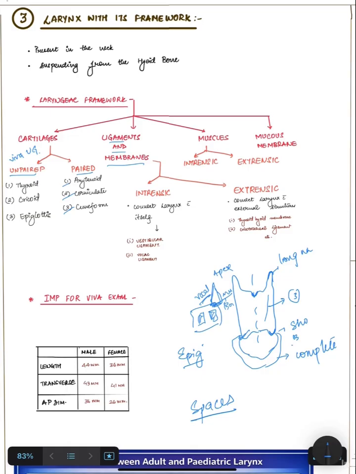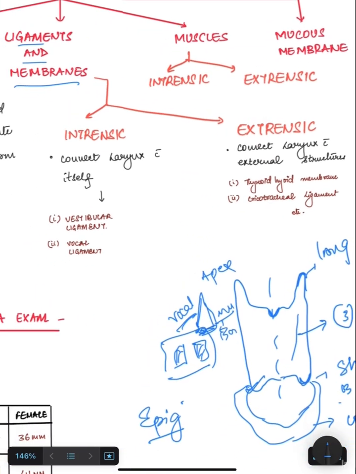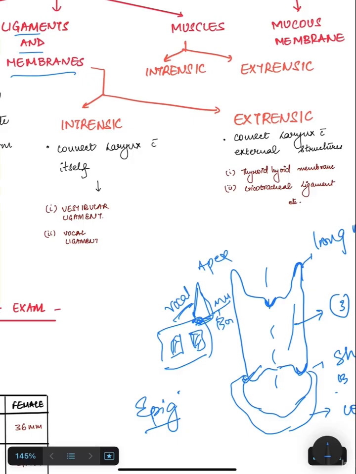So again, the ligaments of larynx are divided into two. First intrinsic, and then we have the extrinsic. Intrinsic and extrinsic. What is the difference? Intrinsic connects larynx with itself, whereas extrinsic connects larynx with the external structures.